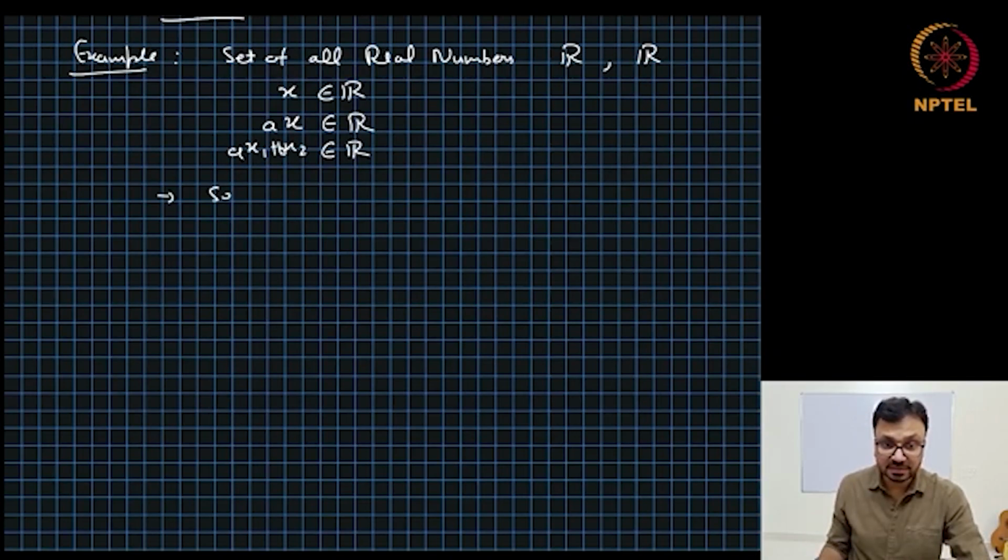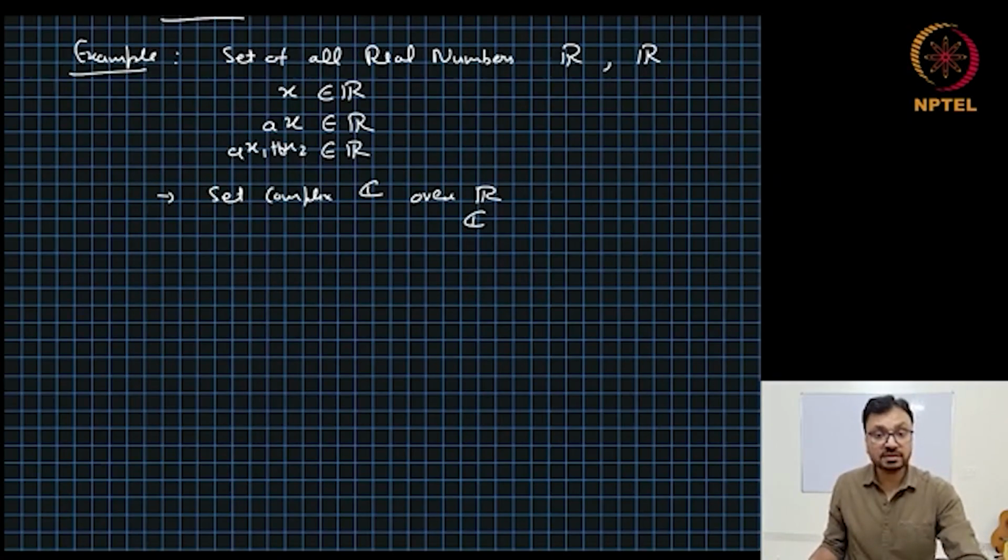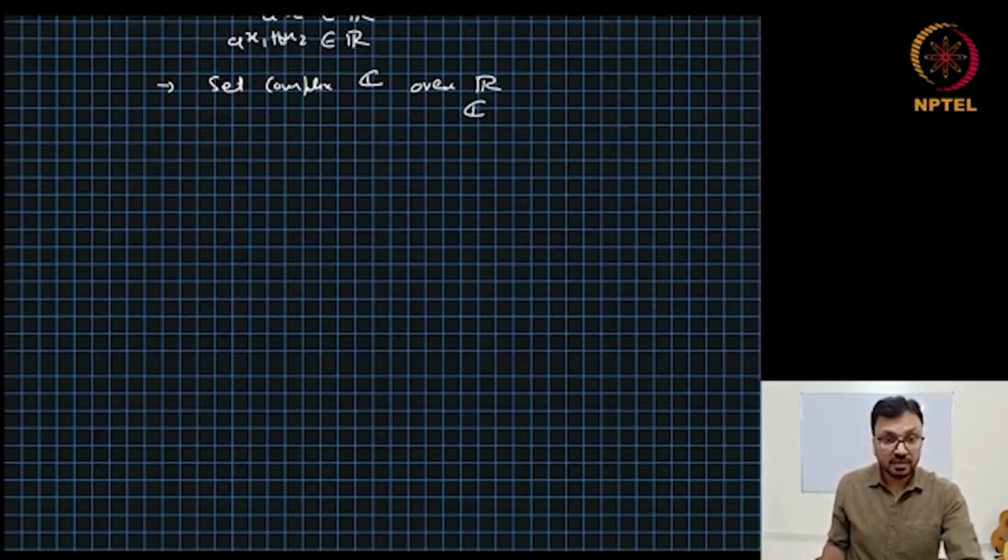Similarly, we can have the set of complex numbers, which we represent by C, over the real field, and it forms a vector space. Over the complex field, it also forms a vector space. It is trivial to understand all this, we can do it ourselves. A slightly more non-trivial example will be the set of ordered pairs of two real numbers x and y. This is represented by R2. We know this is the two-dimensional plane.